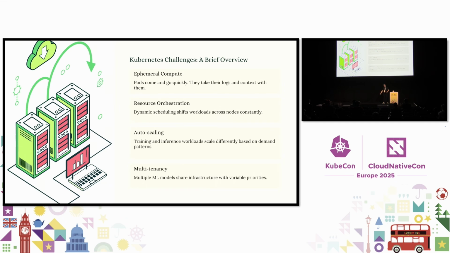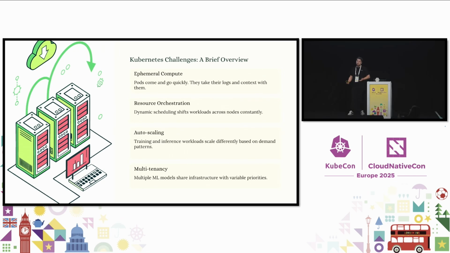There are a couple of challenges with Kubernetes. For example, ephemeral compute: pods come and go quickly, and they basically take their logs and context with them. Resource orchestration: dynamic scheduling shifts workloads across nodes constantly, and auto-scaling. Training and inference workloads scale differently based on their patterns. And multi-tenancy: you can deploy multiple ML models and share the same infrastructure with different priorities.